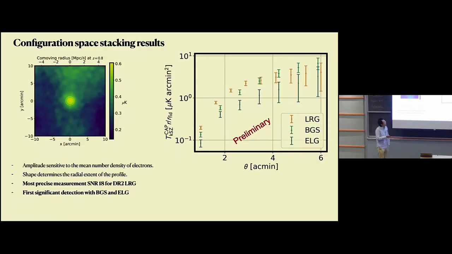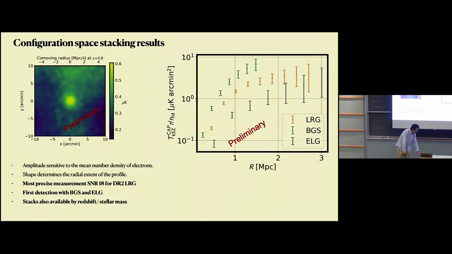But perhaps a more useful way to plot this, given that these samples extend across different redshifts, is to compare using the proper radius of the measurements. And now you can see the differences in the profiles due to the fact that they came from galaxy samples with different masses and different redshifts.